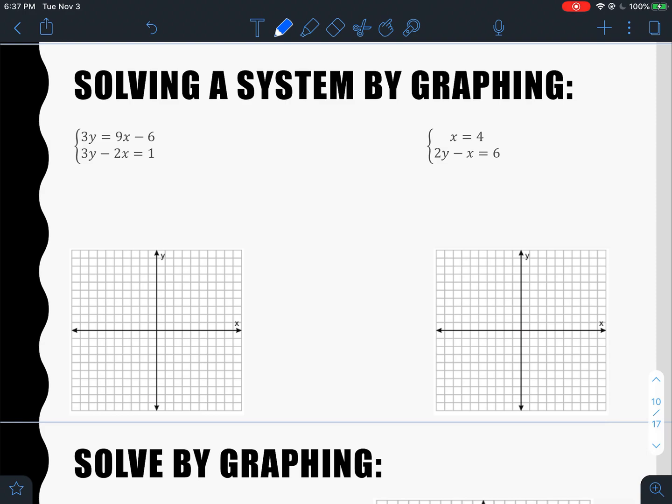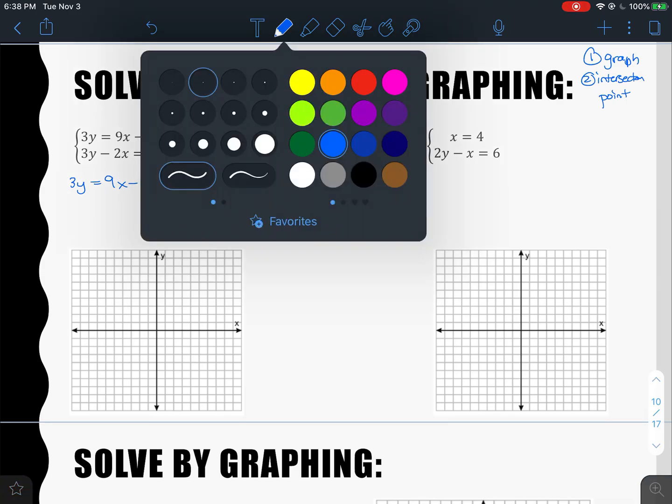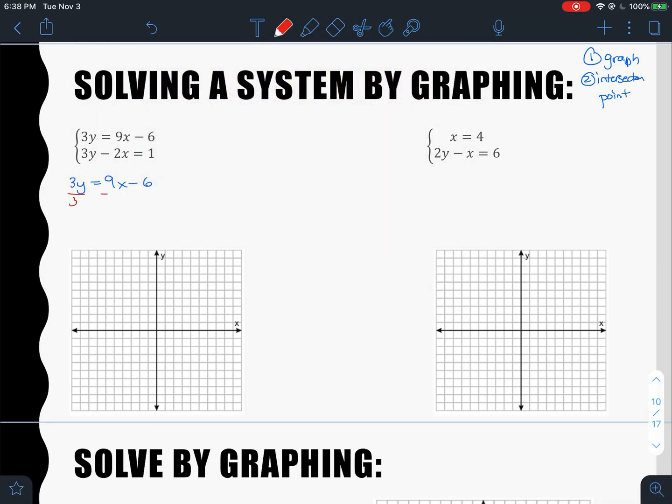So let's try some more solving systems by graphing. To solve a system of equations by graphing, you're going to graph, and then you want to find the intersection point. And we're just going to estimate the intersection point if it doesn't look perfect. So if I wanted to solve the following system by graphing, the first step is I've got to be able to graph it. So 3y equals 9x minus 6 was my first equation. To graph this, I've got to solve for y, so I'm going to divide everybody by 3. And I have y equals 3x minus 2.